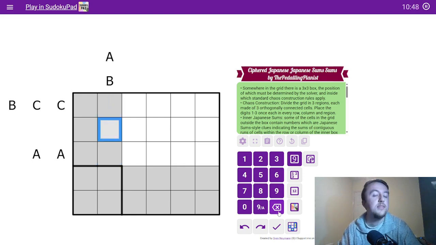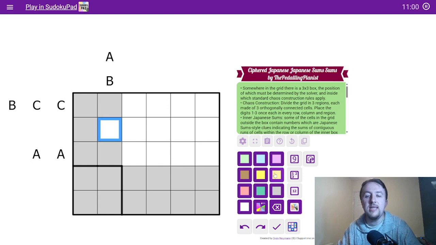That tells us that this must be odd because we must have an even number of odd digits if we want to sum to an even total, and we know that A and B are both even. So this is an odd digit.